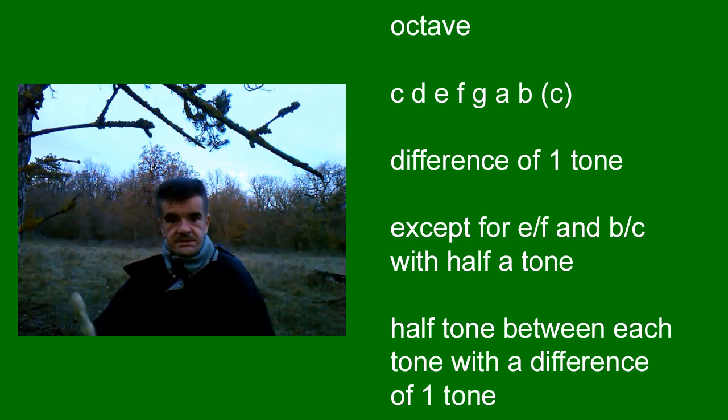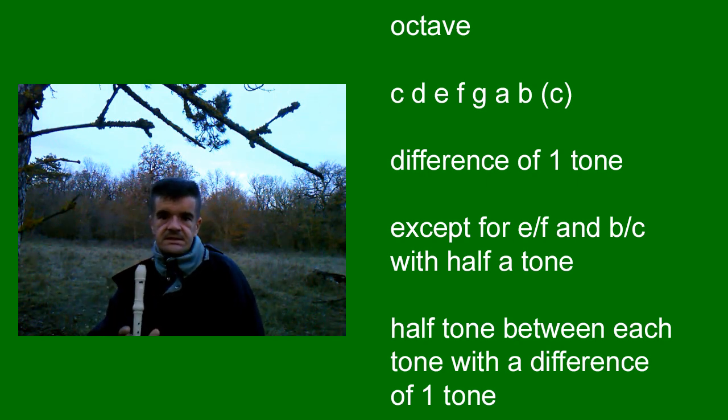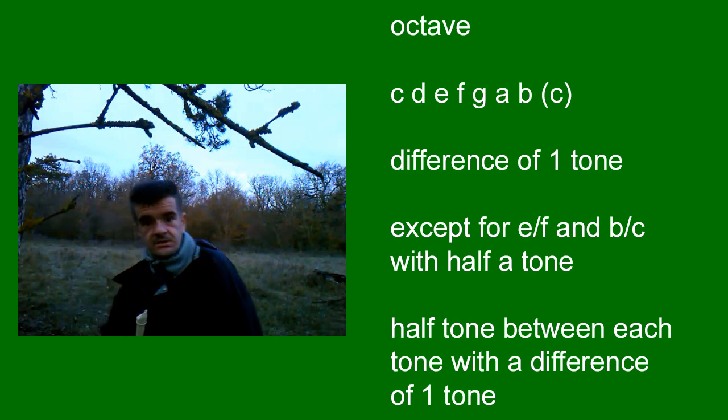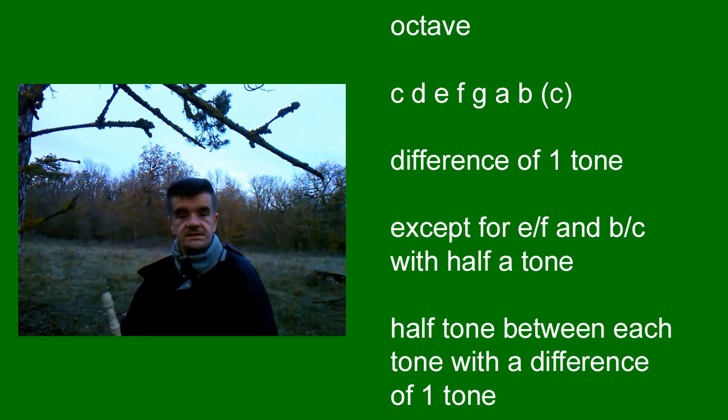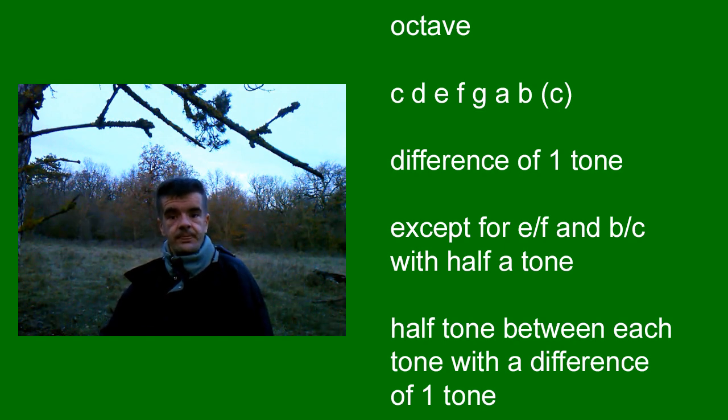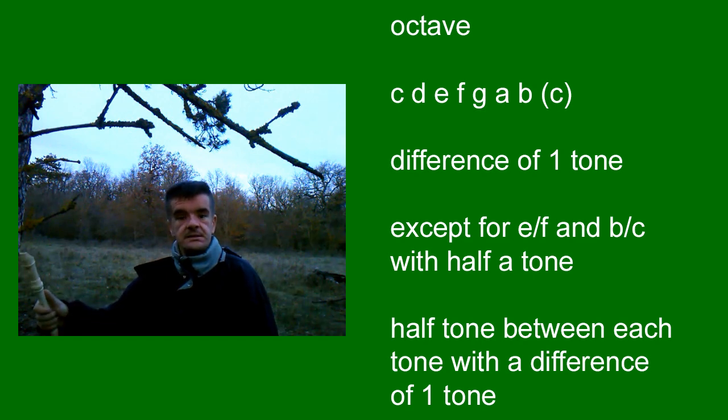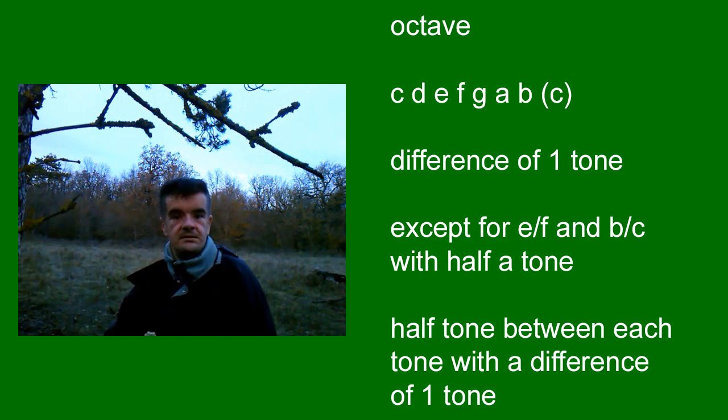Between each of the notes there is a difference of one note. There are two exceptions. One of them is E and F. Between E and F, you only have half a note. If you jump from E to F, only half a note. And from B to C, you also have only half a note.